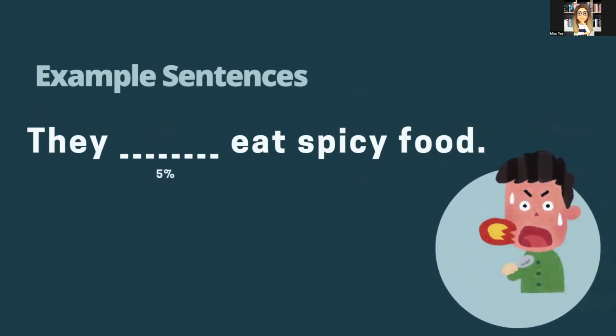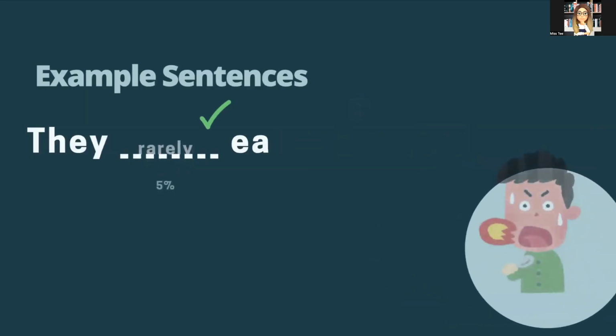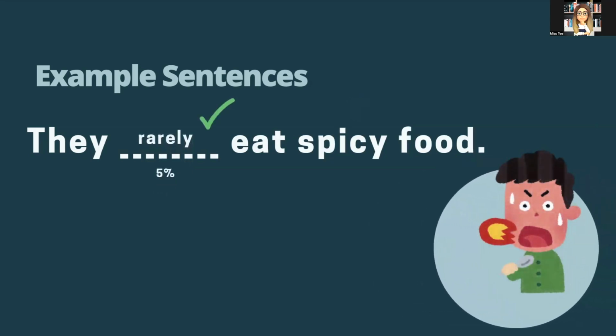Okay, now this one, 5%. They something eat spicy food. 5% is not too much. What adverb of frequency is only for 5%, using our guide? Rarely would be the one that we had in our chart at the beginning of the lesson. They rarely eat spicy foods. That's only 5% of the time that they're eating spicy food.